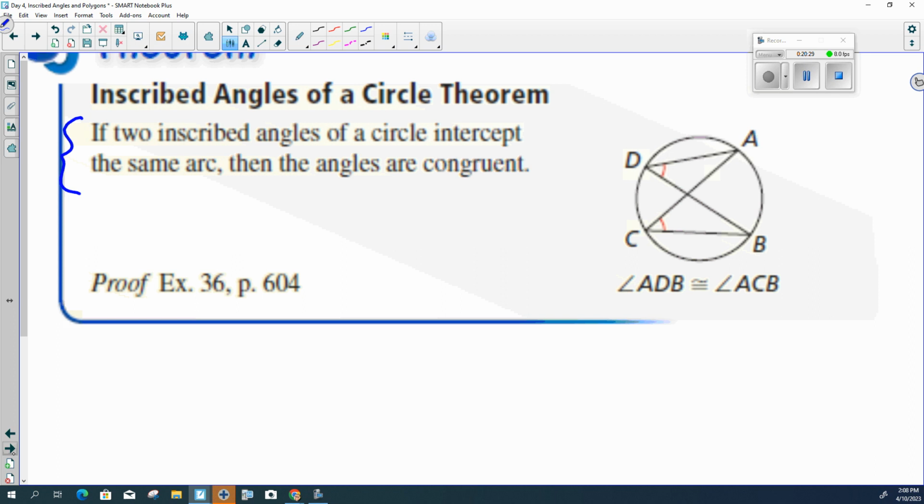If two inscribed angles of a circle intercept the same arc, so they've got the same endpoints, then the angles are congruent. So the ones they're showing us, these are the endpoints. So we've got one angle inscribed there, and another with the same endpoints inscribed here.